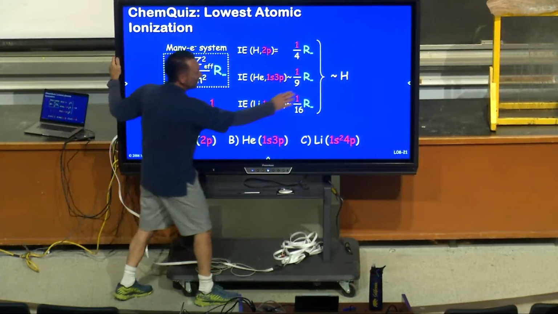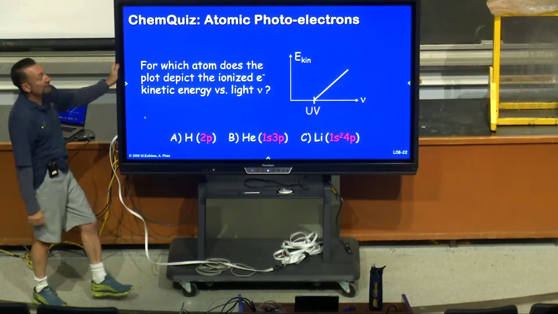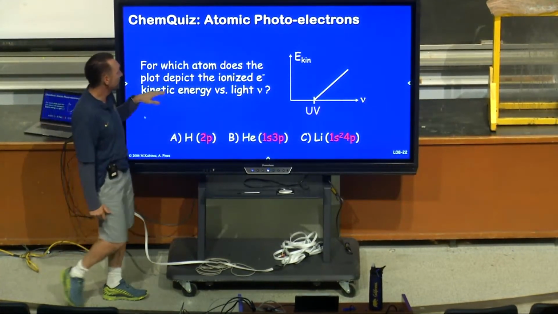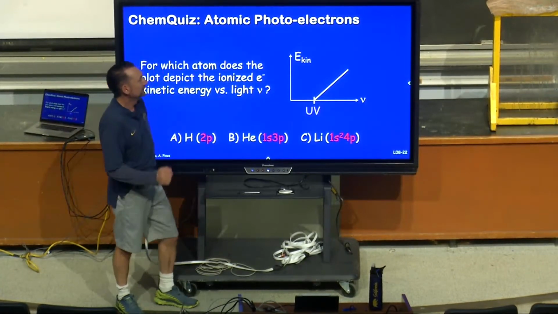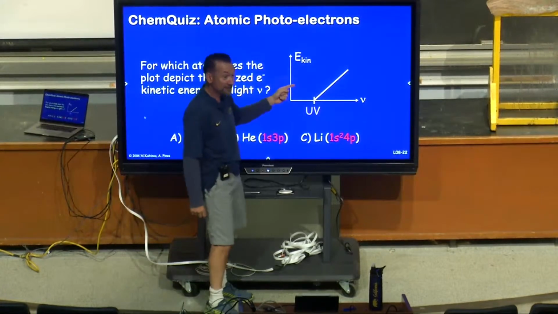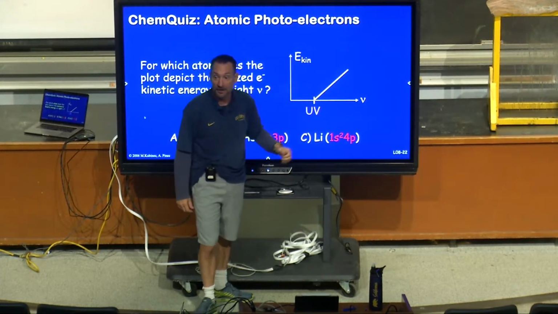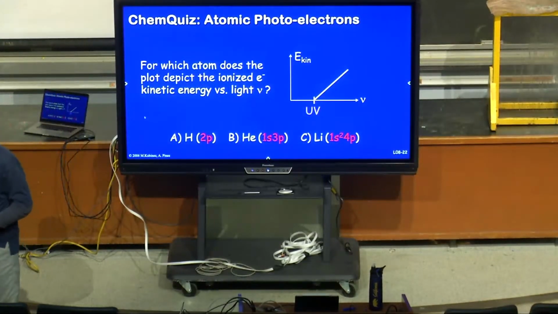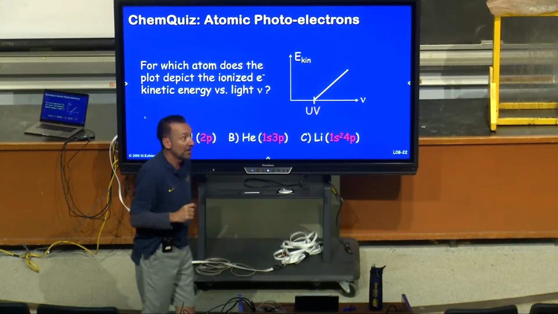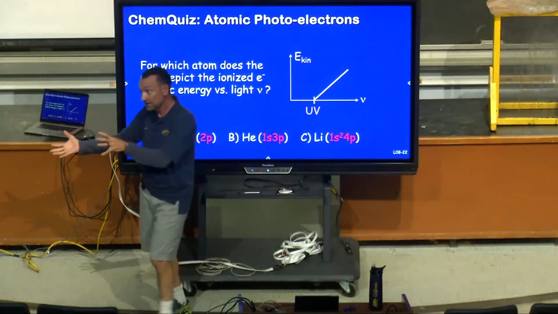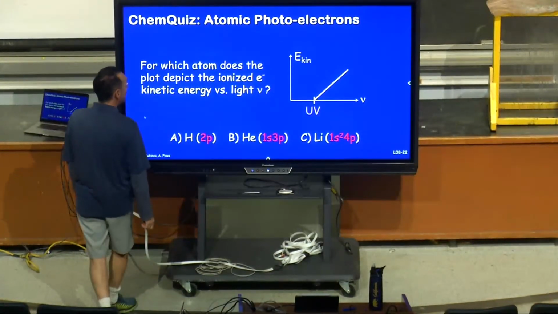They all look about like a hydrogen atom, about like a one electron system. Okay? Oh, I love this. We better talk about this one too. For which atom does the plot depict the ionized electron energy versus light? So we're bringing two things together. This looks like the photoelectric effect. So I'm increasing the photon energy, and I'm trying to see where the electrons leave the atom. And electrons leaving the atom is an ionization. It's an escape from a potential well. So we're looking back at the photoelectric effect with our new knowledge of what ionization is, the escape from the potential well.